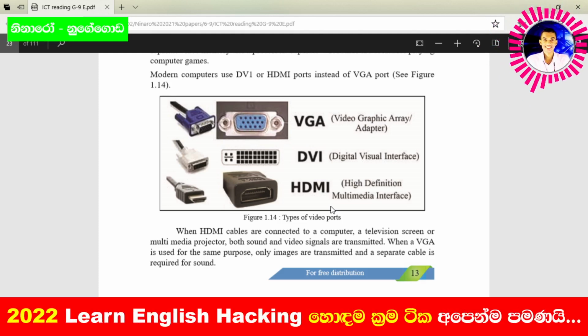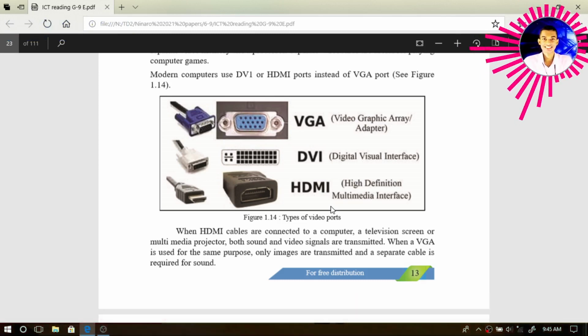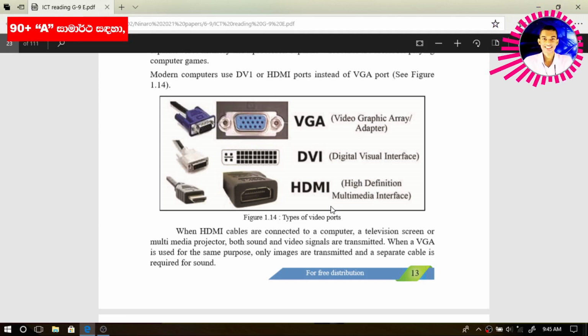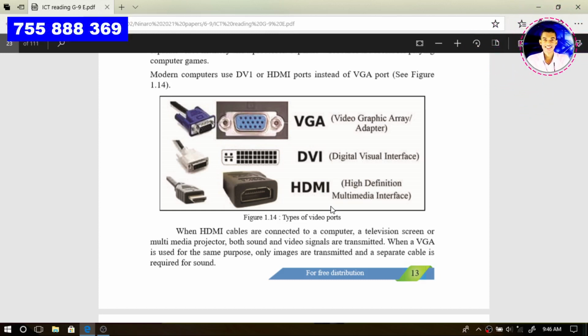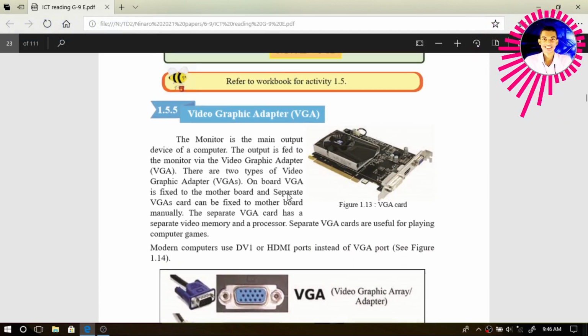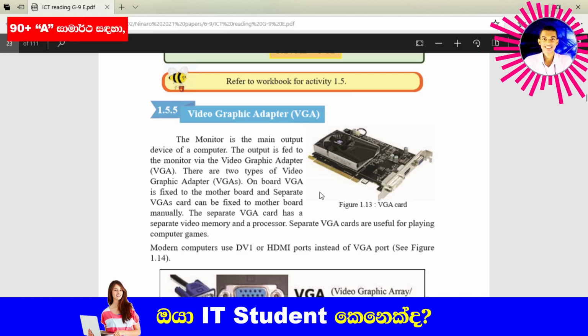If we have a graphic card with high memory capacity, especially for graphic designing and video editing, we will have to use a video card or graphic card with high memory capacity. Then the performance of processing the images will be more effective than with a low memory graphic card. So I think now you have a good idea about the graphic card. Here it is mentioned as video graphic adapter, but nowadays it is used as a graphic card.